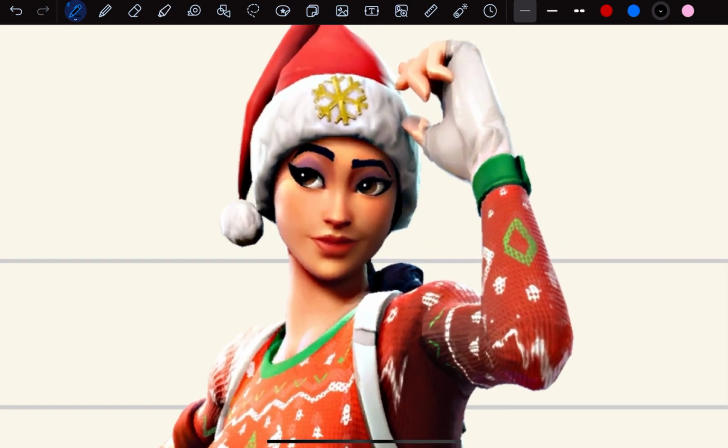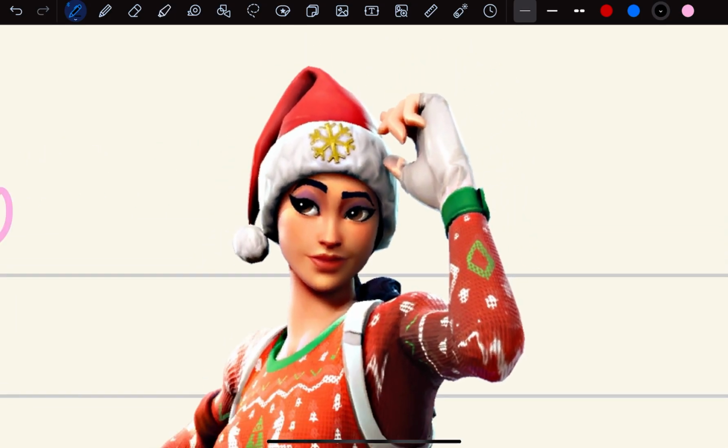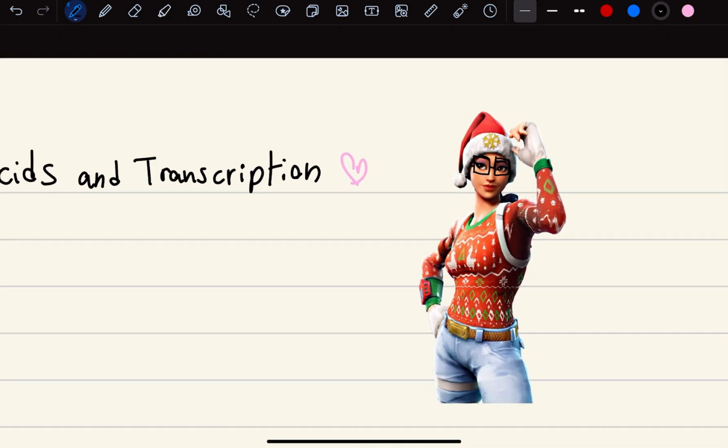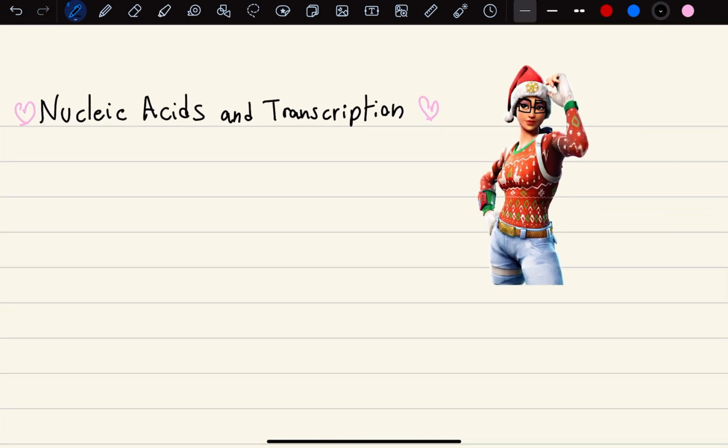So first of all, I just want to get her started with some glasses, because we all know when you have glasses on you're just smarter and you learn better. So we're going to do that. Now she's nice and ready to learn about nucleic acids and transcription.